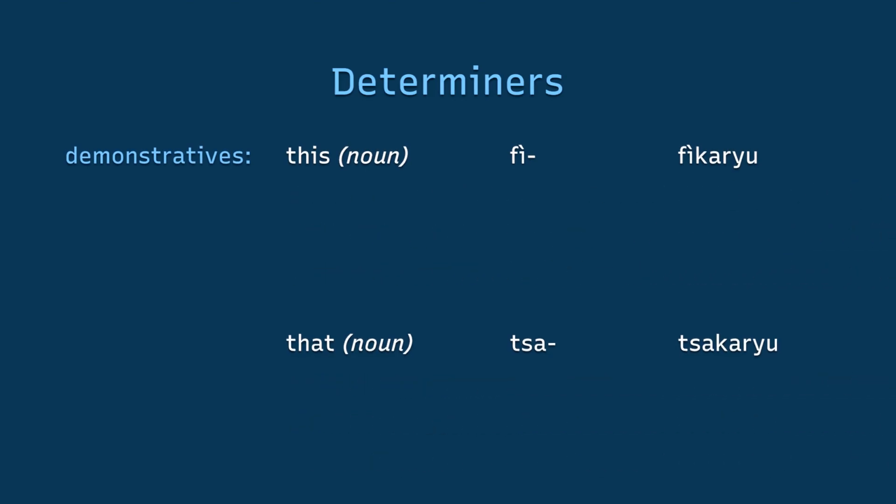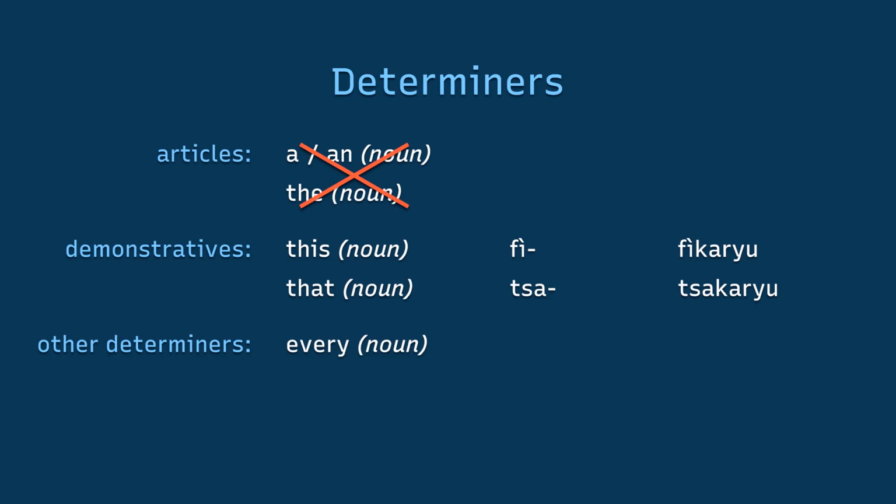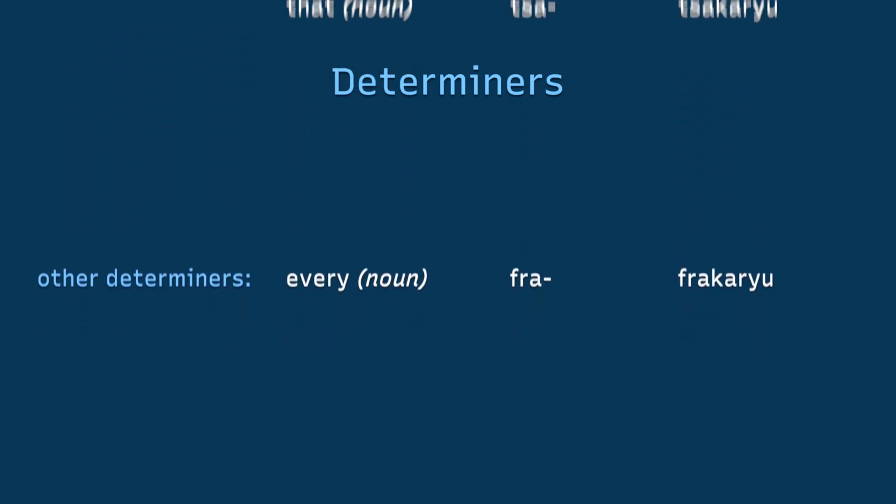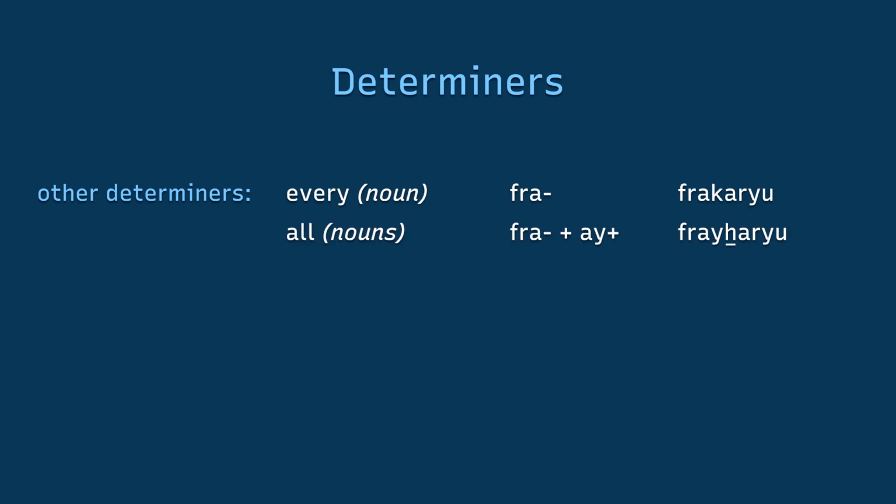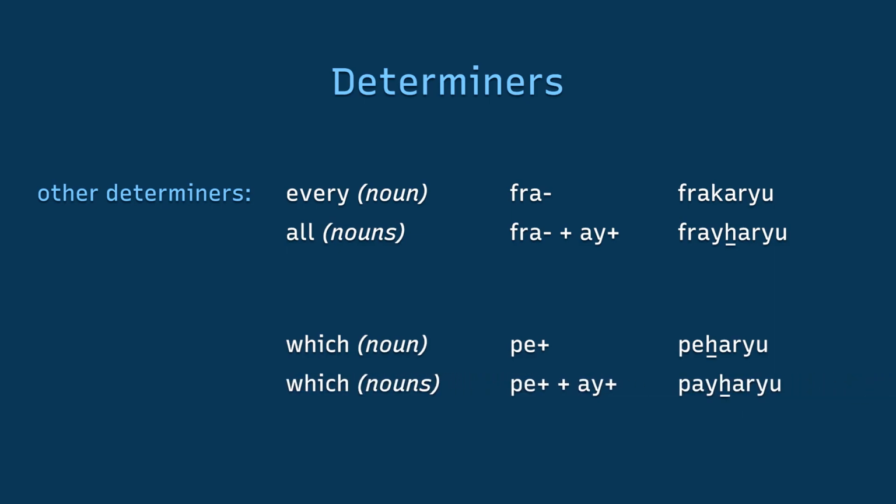There are 2 more prefixes that work like fe and tsa. Firstly, fra, meaning every. So, fracariu means every teacher. This can be used together with ai, in which case they combine into frai. So, fraihariu means all teachers. Secondly, there is pe, a question prefix meaning which. This prefix triggers lenition, so pehariu means which teacher. It can combine with ai into pai, so paihariu means which teachers.